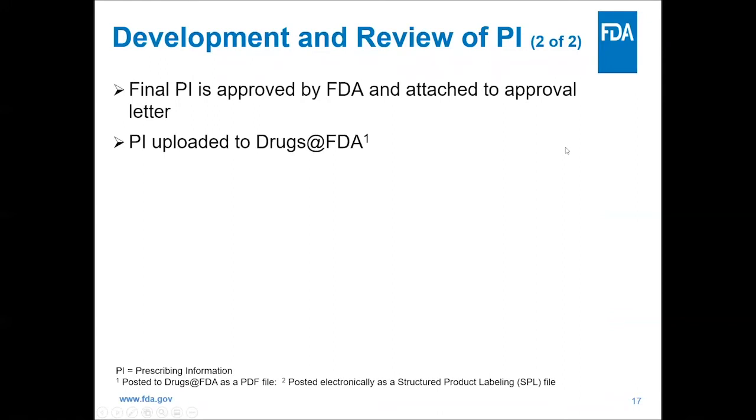So to continue, if the application is acceptable for approval and there's an agreement between the FDA and the company on the wording in the labeling, the FDA approves the application. We attach the approved labeling to the approval letter that is posted publicly on Drugs at FDA. And obviously, we notify the applicant. We upload the prescribing information to Drugs at FDA, which provides information on approved labeling.